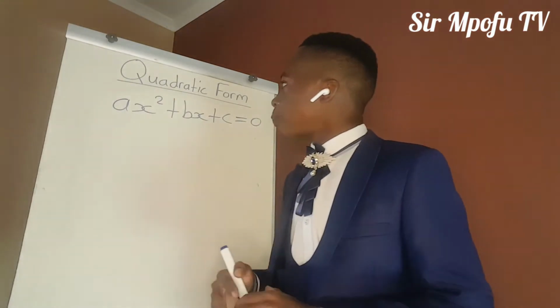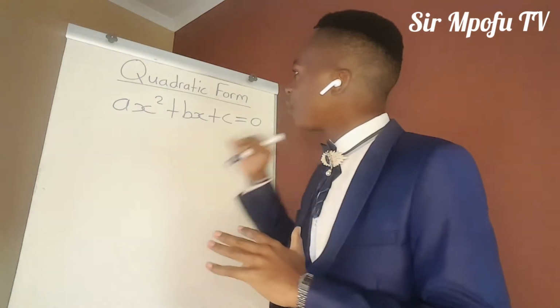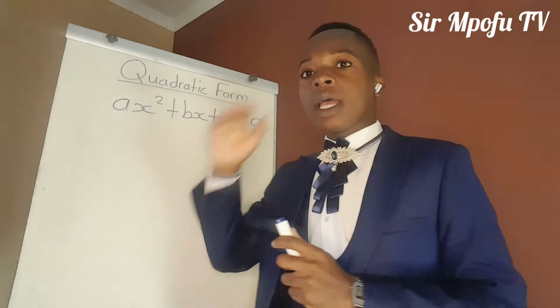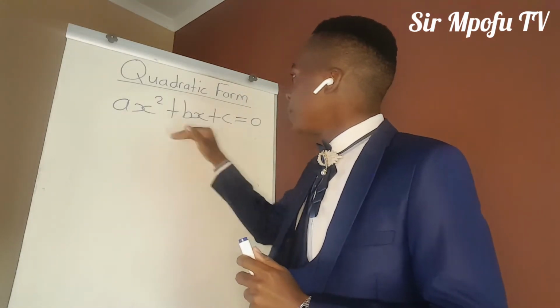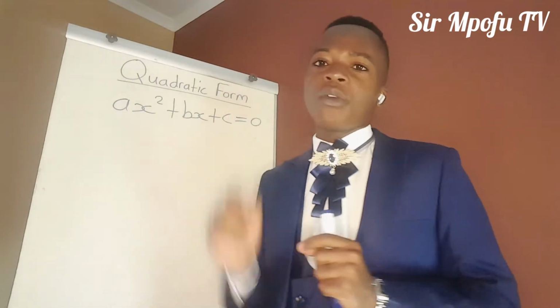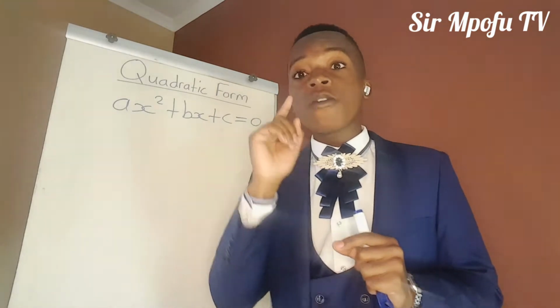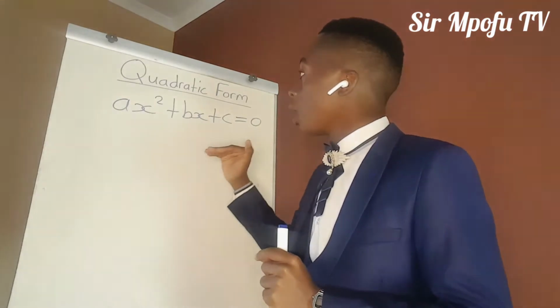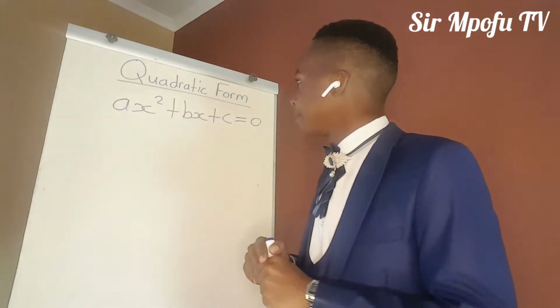Perfect. Now, quadratic form is very crucial and important for you to know, because if you don't know this form and if you are not able to identify A, B, and C, it will be difficult for you. Actually, it will be impossible for you to solve the quadratic equation using the quadratic formula, because this is the form that you should know for you to be able to identify A, B, and C.